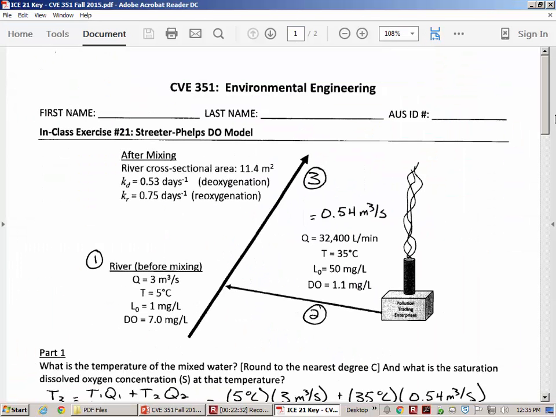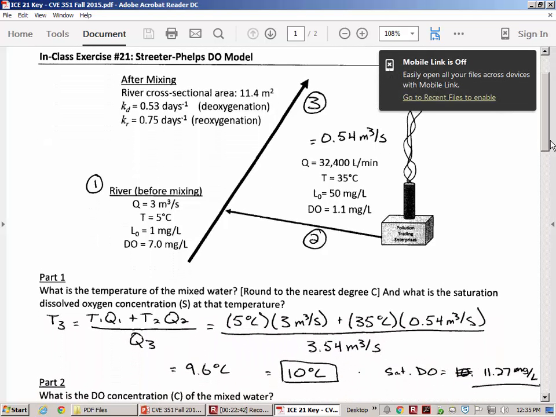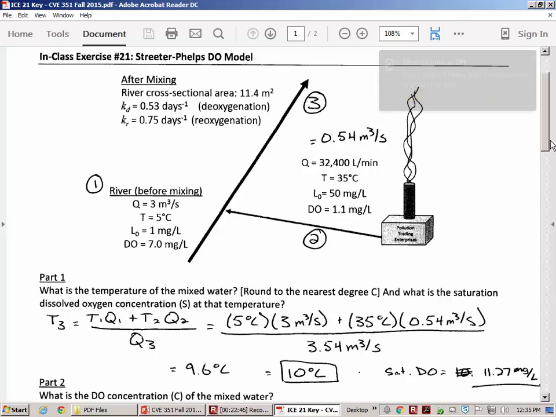Okay, so I converted the flow rate into cubic meters per second. You have to do that or else it won't work. Then you find the temperature of the mixture. Now if you ever take thermodynamics, they'll tell you that actually this isn't right, that temperature isn't conserved. Heat is conserved, but not temperature. And so, fine, it would be pretty close to this.